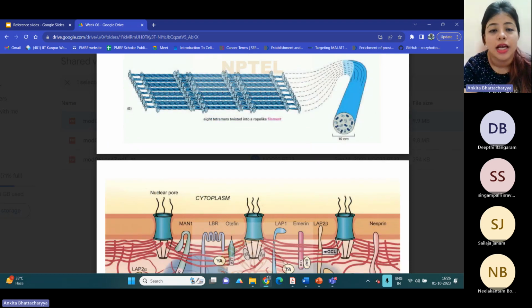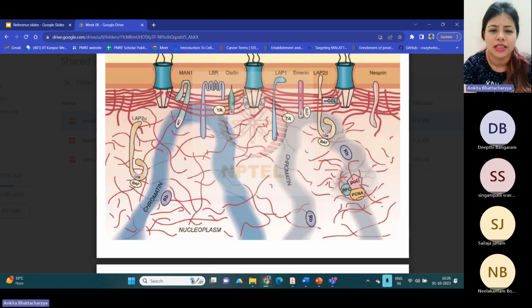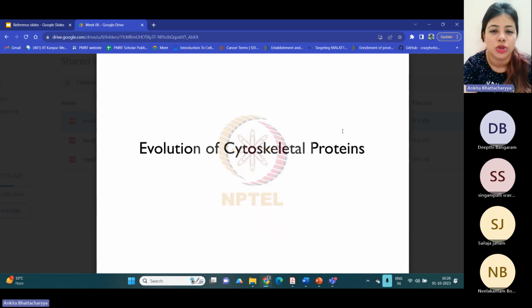And you're seeing how these 8 tetramers are assembling into the rope-like filament that you finally see in the form of the 10 nanometer thick filament. 10 nanometer thick intermediate filament. And this, I think, is just the assembly which is being shown.